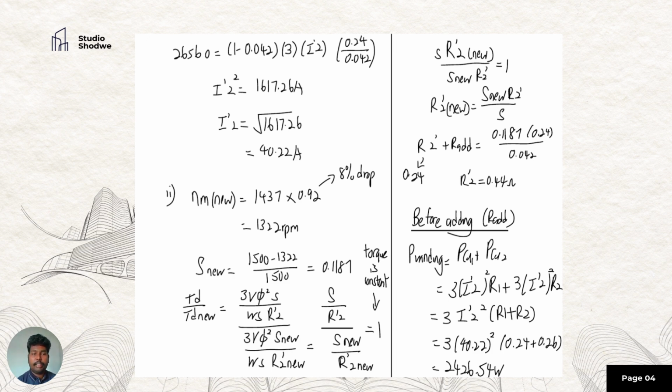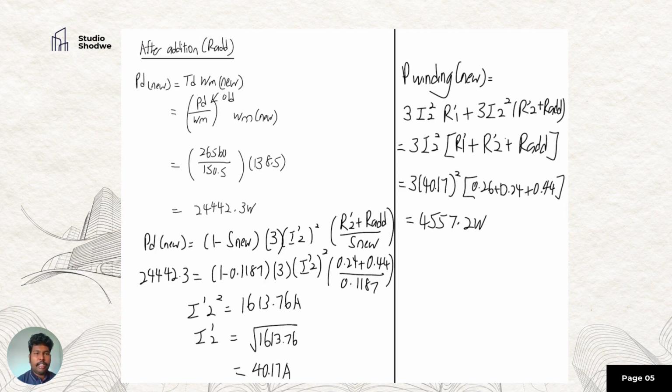So before that, they have mentioned there's a drop of 8%. So we calculate the new speed, which is 1322 RPM, followed by we calculate the slip. Then the torque is constant, so we assume it's equal to 1. From there, we obtain the resistance value, which is 0.44 ohms. So before adding, we're calculating the P winding, which is 2426.54 watts.